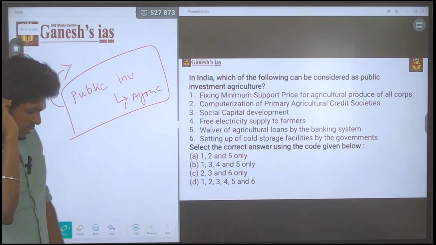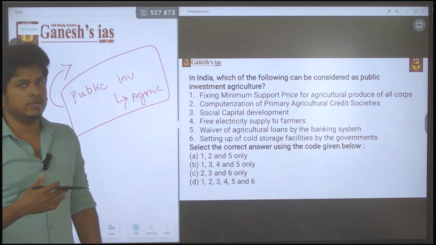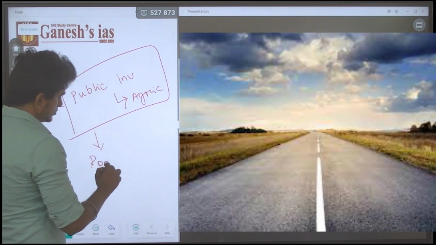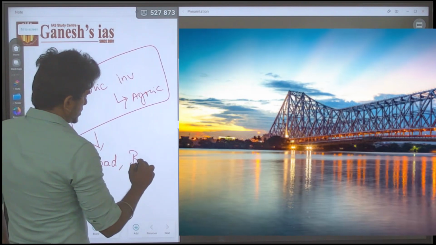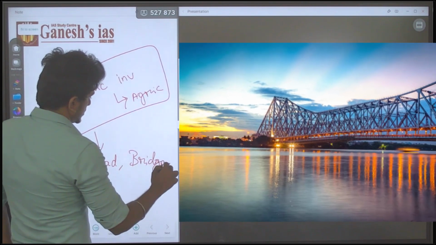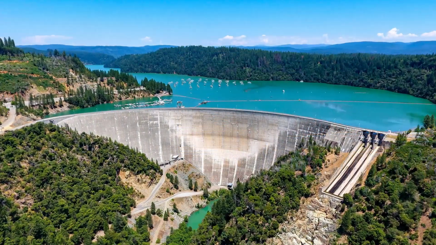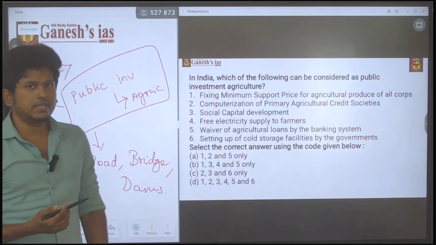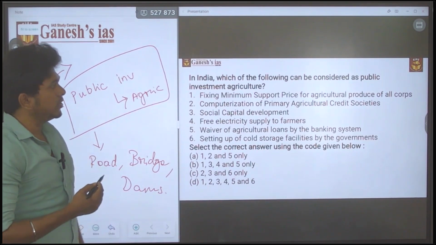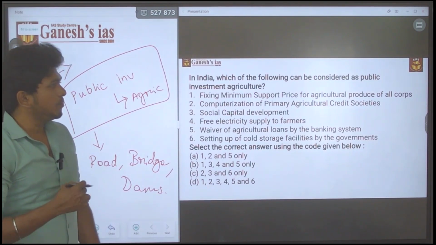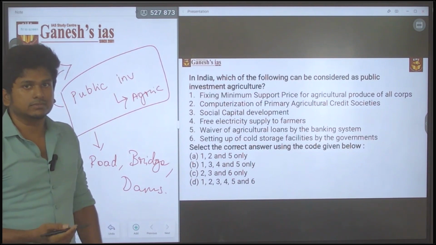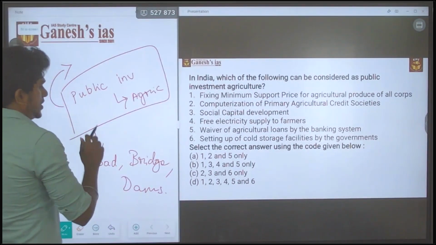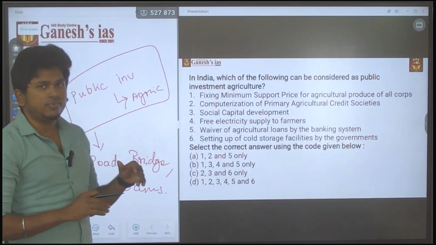I will give some other examples of public investment. The government putting up roads, bridges, dams. These are also called public investment. The question is more specific: which of the following can be considered as public investments in agriculture. That is the question they are asking. With that knowledge you can easily find the answer.